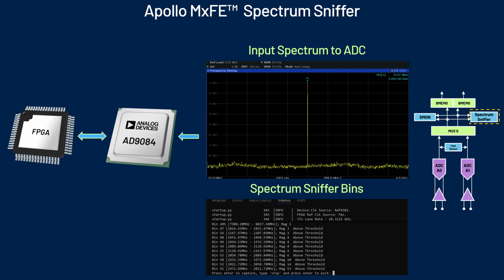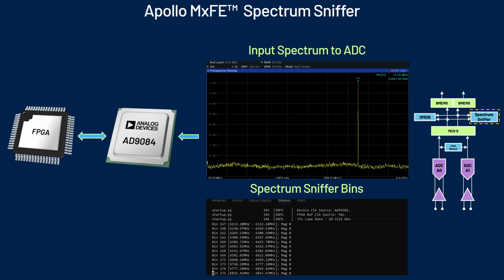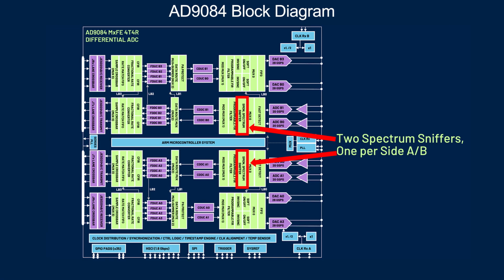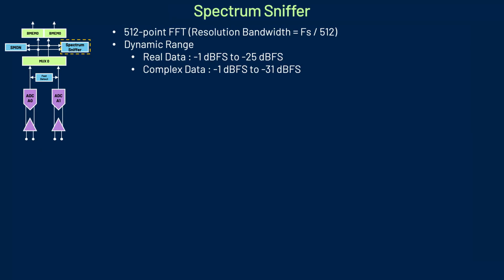AD9084 Spectrum Sniffer is an on-chip FFT engine located after the ADCs to provide the user with low latency indication of where the strong and weak signals are within the digitized bandwidth. Inside a single Apollo chip, there are two instances of the FFT sniffer, one per side, A and B. The Spectrum Sniffer generates a 512-point FFT, the resolution bandwidth therefore being the sample rate, fs, divided by 512.